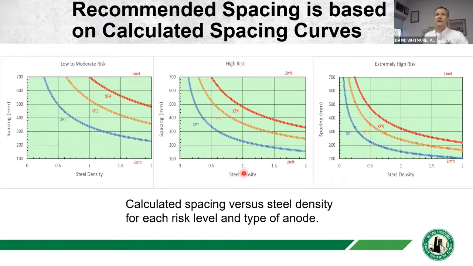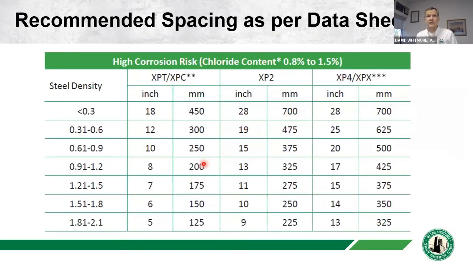Our steel density, if you look at what we talked about, is 1. And if you go back to the calculated spacing curves, it's going to tell you that you can use a spacing that's a little bit wider than what I showed you in the last set of tables. The reason for that is because these tables give you the recommended maximum spacing based on a range of steel densities. Our calculated steel density was 1 in the example, and our range that's covered in this line of the table is 0.9 to 1.2.